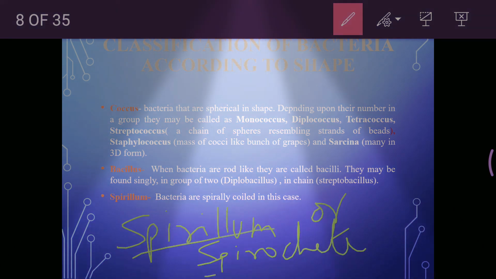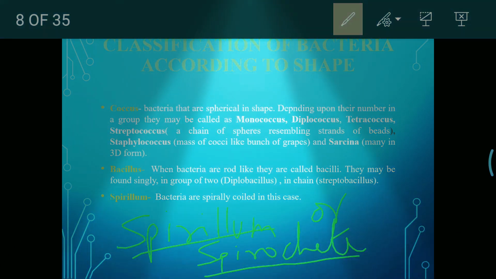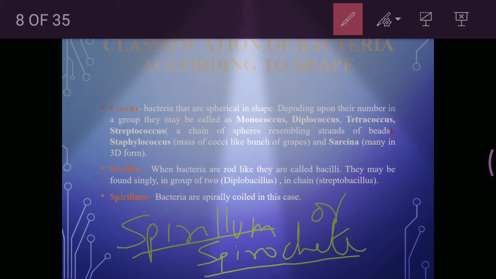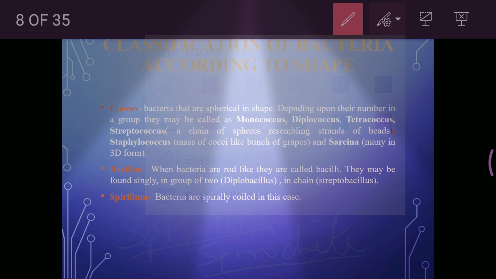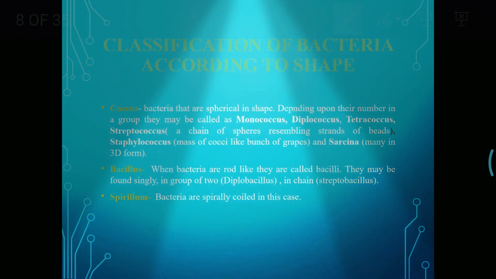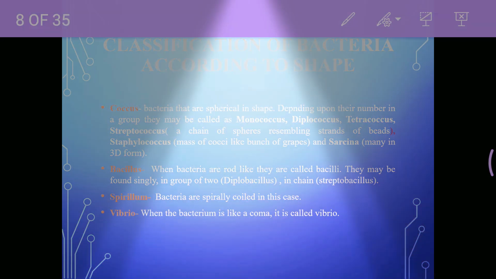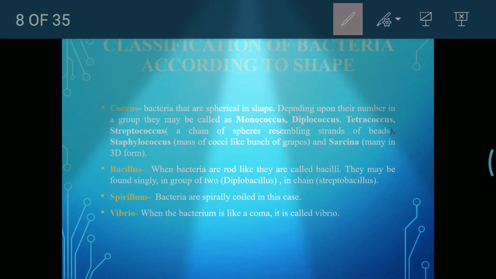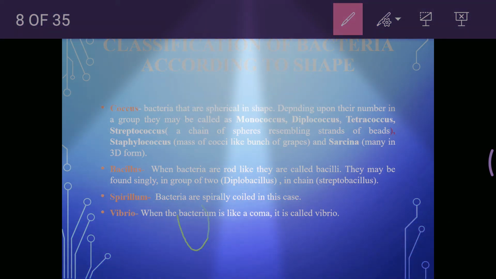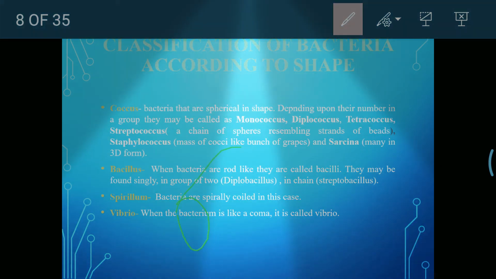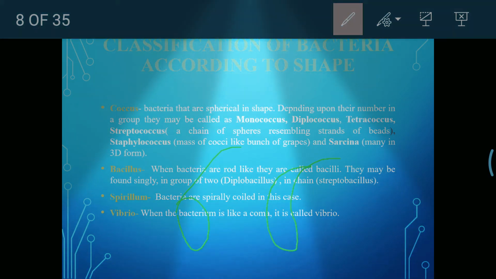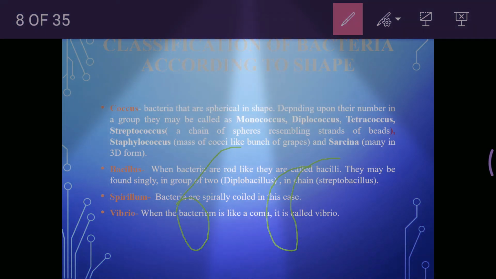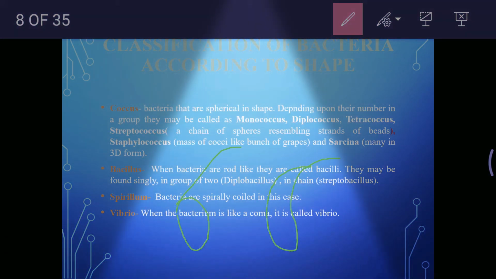So whenever you write the spellings, you must underline them. Spirillum or spirochete is the example of spirillum bacterium. The last one is Vibrio, which you already know about, and it is a comma shaped bacterium. So you make it in either of these two forms. The Vibrio bacteria are at times said to be C shaped bacteria or just curved bacteria.